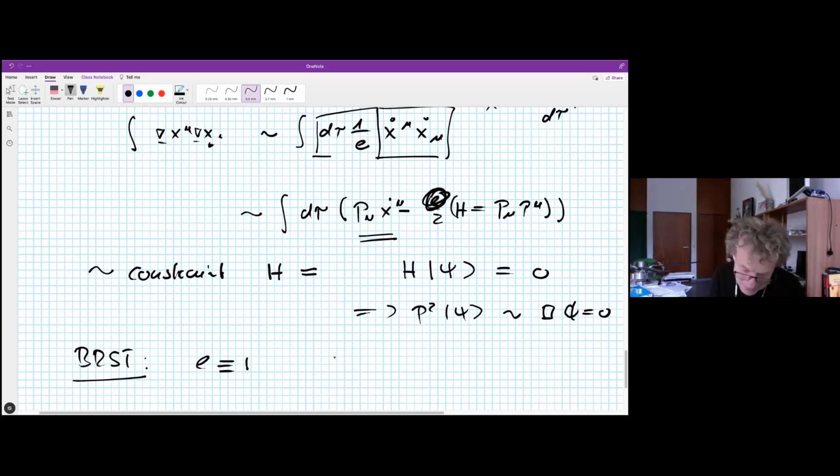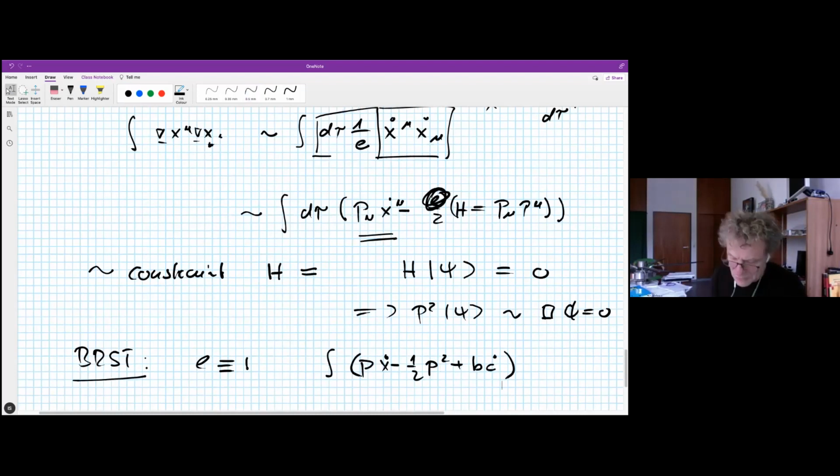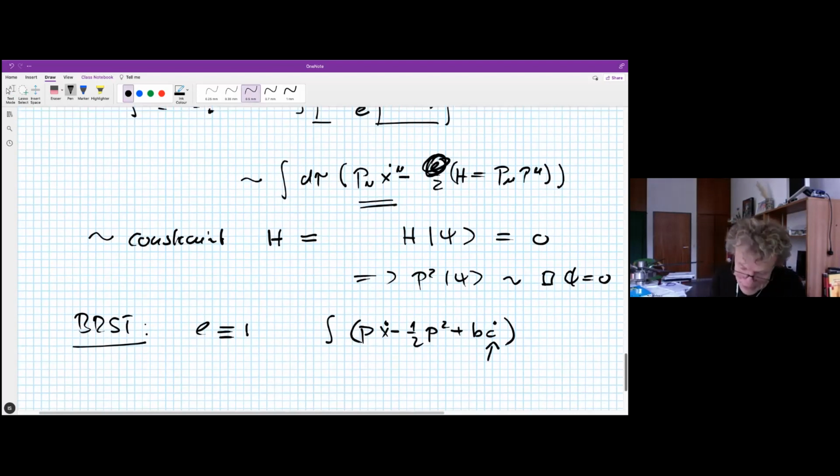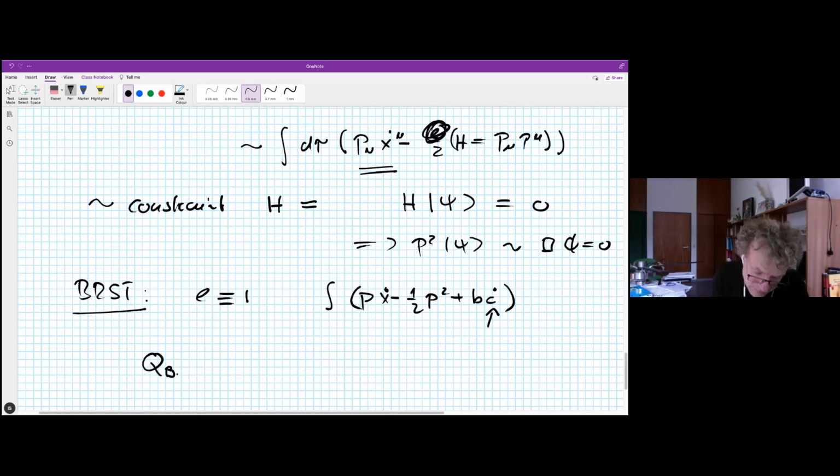gauge symmetry. So what happens is your world line action becomes p x dot minus a half p squared, which is the Hamiltonian, and then you also get the usual BRST ghosts, b ghost and c ghost. So the reparameterization is replaced by a c ghost. Now you can define a BRST charge, Q BRST, which you define as c times this Hamiltonian. This is the world line BRST operator.